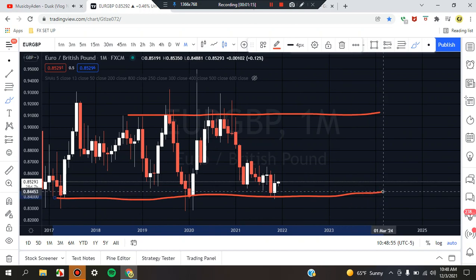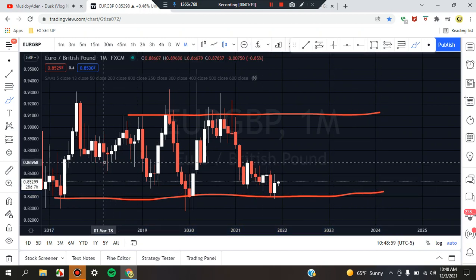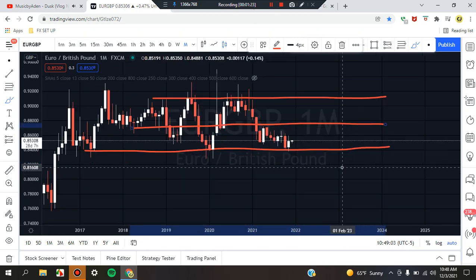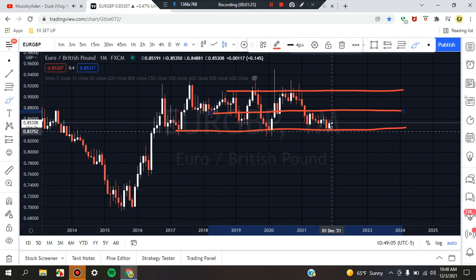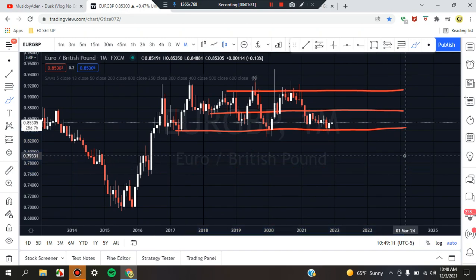At the lows. And in the middle, we're going to draw a midpoint. So just in case price does drop to this area here, it's going to reach down to the next low.